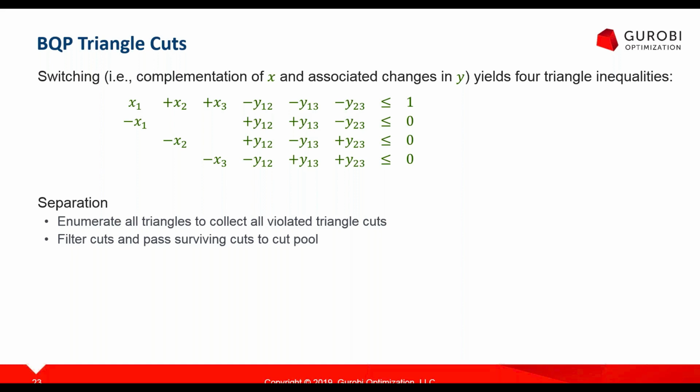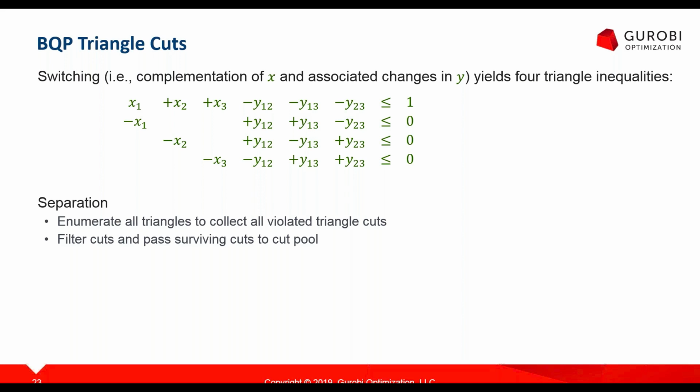And how do we separate them? Well, this is really trivial. We just enumerate all the triangles that we get in our product relation table, right? So the yij variables form edges in our graph, and then we get triangles in this graph. We enumerate all those triangles and check whether the corresponding triangle cut is violated, and if so, we add these as cutting planes. And again, we could separate lots of them in many cases, so we first have to add them to a local cut pool, filter this local cut pool, and only add the surviving cuts to the global cut pool of Gurobi.